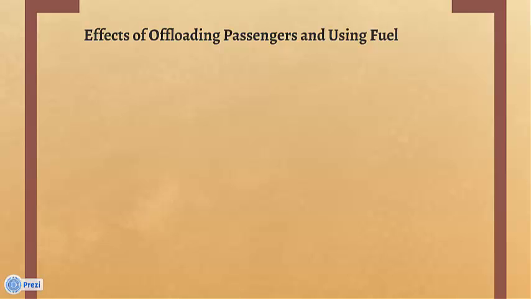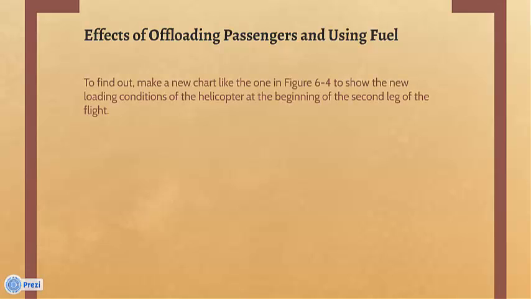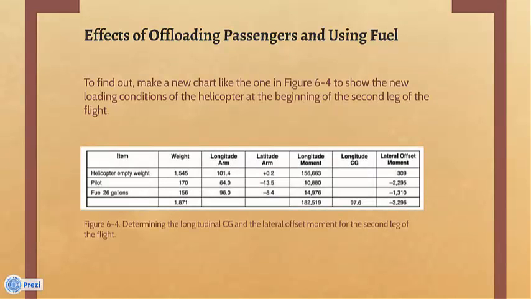Effects of offloading passengers and using fuel. Consider the helicopter in Figure 6-3. The first leg of the flight consumes 22 gallons of fuel, and at the end of this leg, the passenger deplanes. Is the helicopter still within allowable CG limits for takeoff? To find out, make a new chart like the one in Figure 6-4 to show the new loading conditions of the helicopter at the beginning of the second leg of the flight.